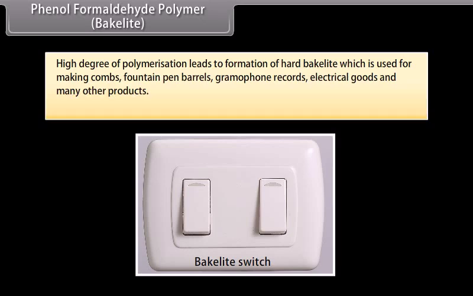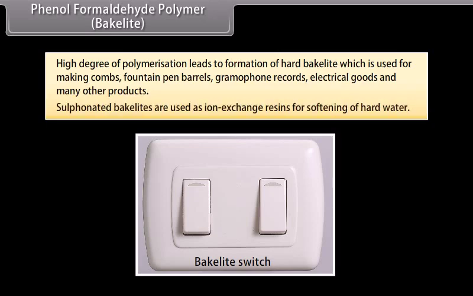hard bakelite, which is used for making combs, fountain pen barrels, gramophone records, electrical goods, and many other products. Sulfonated bakelites are used as ion exchange resins for softening of hard water.